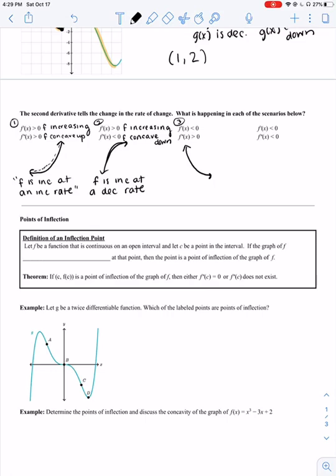Let's see. So f prime of x. We're still decreasing, but now, for number 4, the function f is decreasing, but the function is concave down, and so that would look like this. So f is decreasing at an increasing rate. It starts off decreasing real slow and then drops off, starts decreasing really fast.